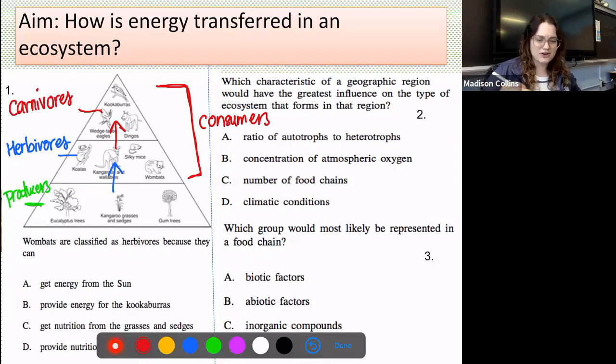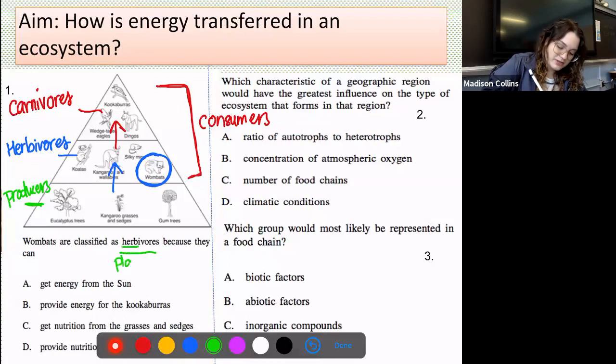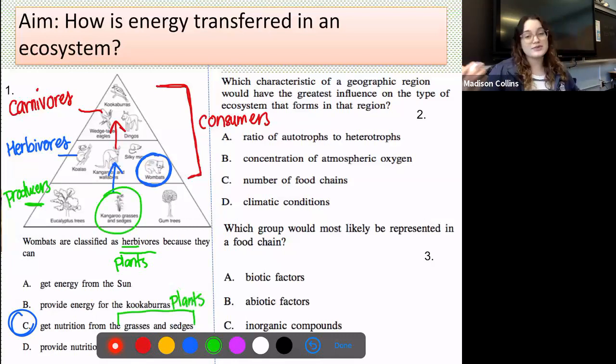But now back to our lovely wombat. Why is our wombat classified as an herbivore? Well, whenever we see this word herb, we're talking about plants. So herbivores are animals that eat plants. So wombats are classified as herbivores here because they get nutrition from the grasses and sedges. These are 2 examples of plants that we see on our first trophic level. That's what they eat.